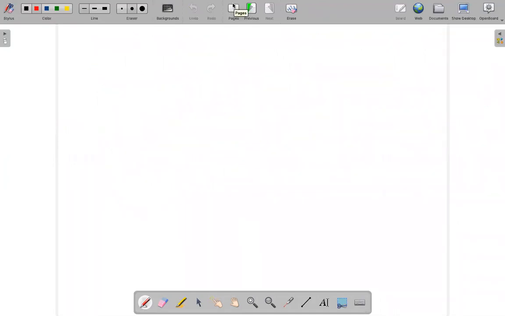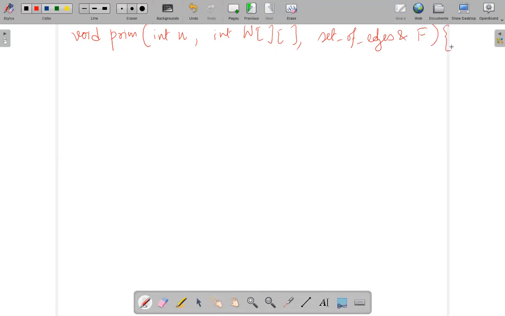So we proceed to write the pseudocode. It's a very simple pseudocode. Set of edges is a special data structure where we store the edges.